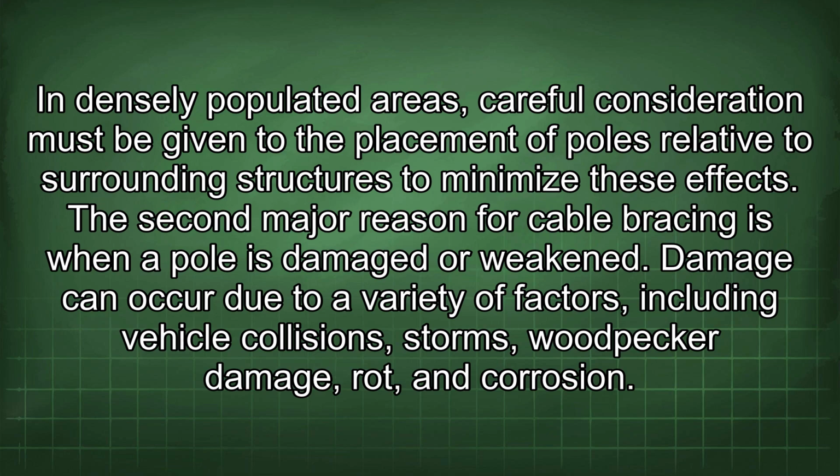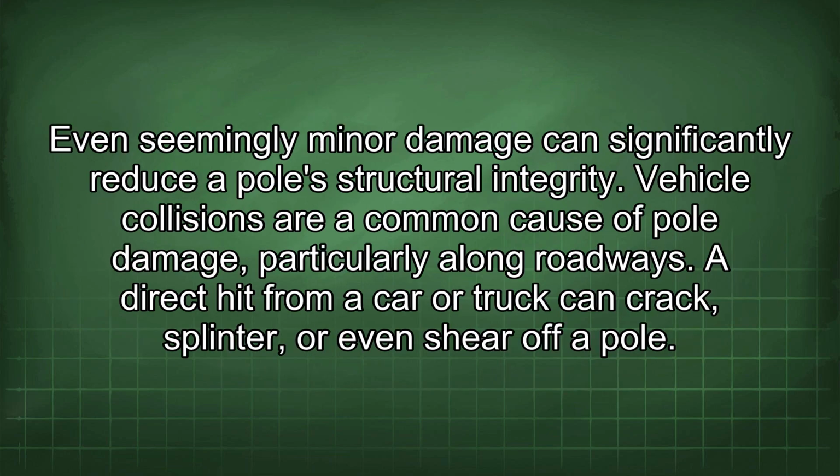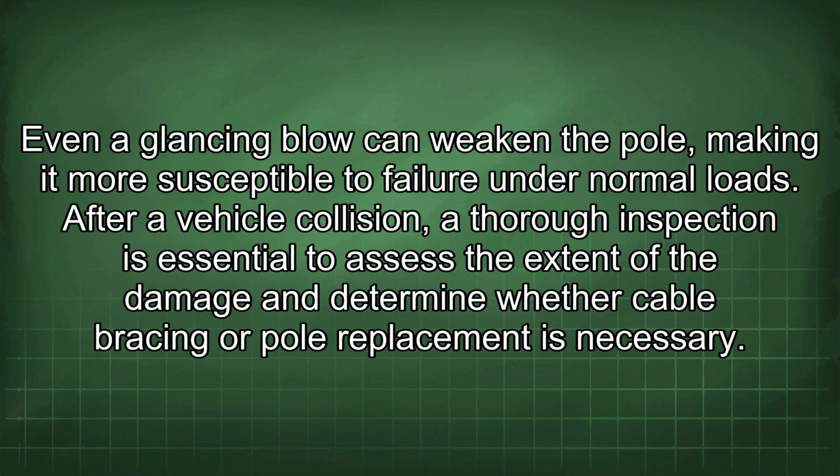Damage can occur due to a variety of factors, including vehicle collisions, storms, woodpecker damage, rot, and corrosion. Even seemingly minor damage can significantly reduce a pole's structural integrity. Vehicle collisions are a common cause of pole damage, particularly along roadways. A direct hit from a car or truck can crack, splinter, or even shear off a pole. Even a glancing blow can weaken the pole, making it more susceptible to failure under normal loads. After a vehicle collision, a thorough inspection is essential to assess the extent of the damage and determine whether cable bracing or pole replacement is necessary.